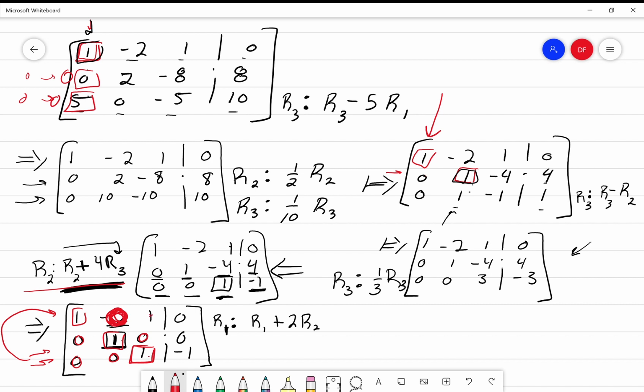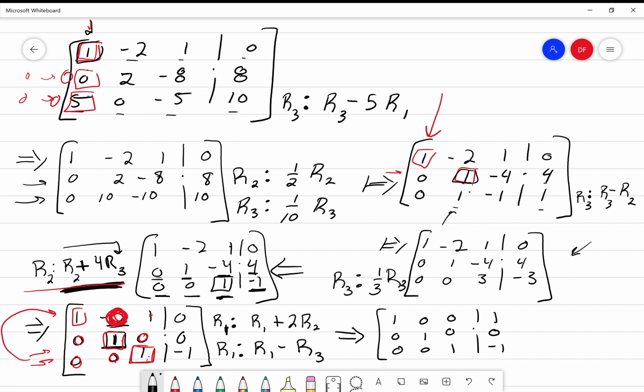So if I look here, if I just subtract row 3 from this, these ones will stay the same because I have zeros here. So I can do row 1, replace it with row 1 minus row 3. And when I do both of these elementary row operations, I will get 1, 0, 0, 1, 0, 1, 0, 0, and then 0, 0, 1, negative 1.